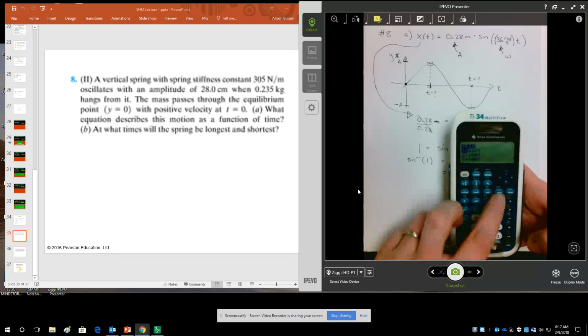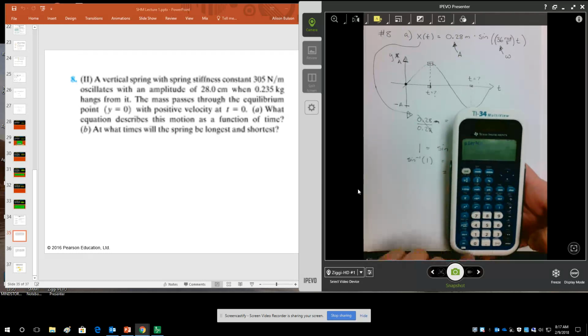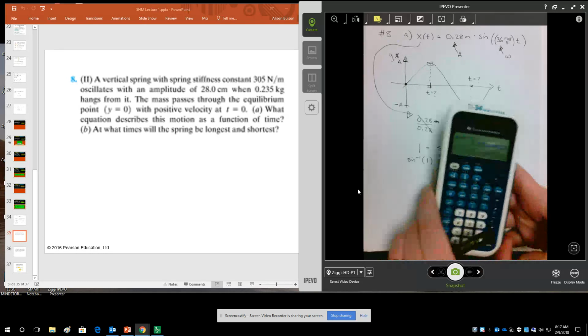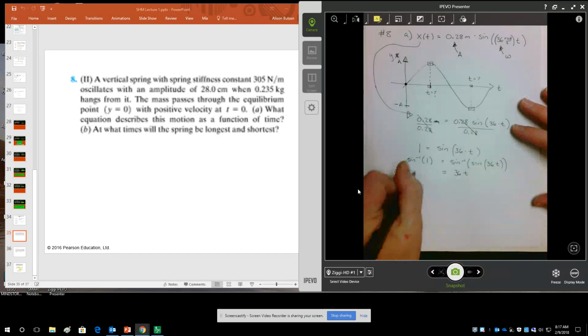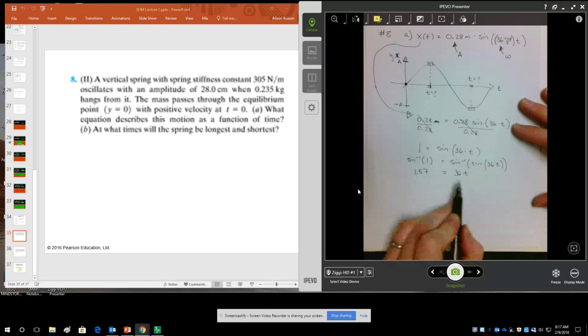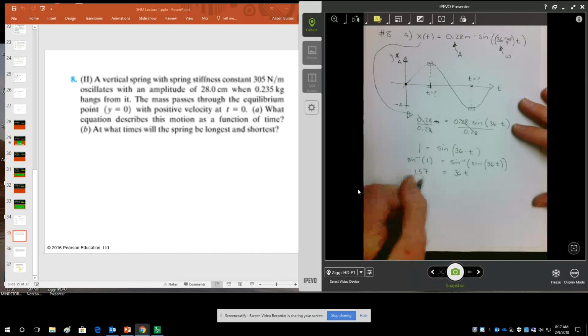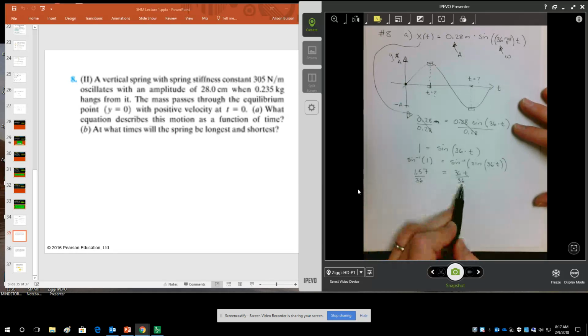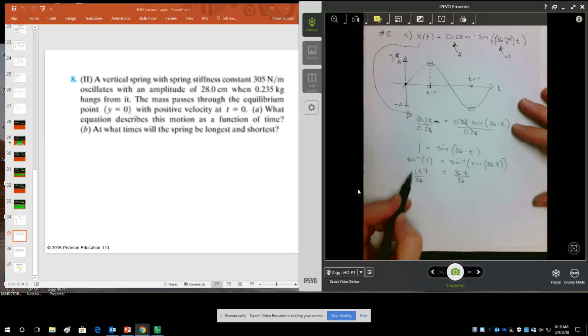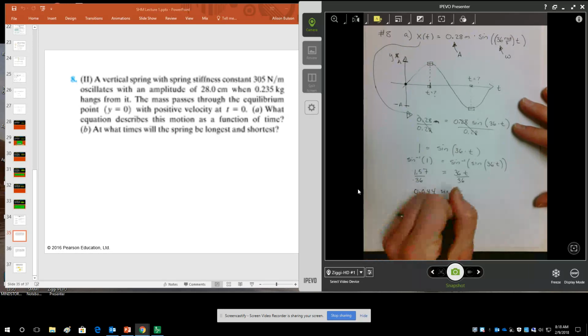So I've got inverse sine of 1, 1.57 radians. I've done my unit check, and I'm trying to figure out at what time this occurs, so I'm dividing by 36 radians per second. I'm being very careful with my units, so radians divided by radians per second gives me seconds. So 0.04, let's call it 0.04 seconds, is equal to time.